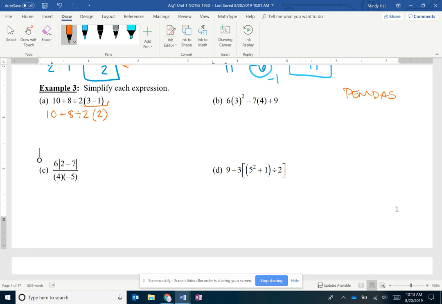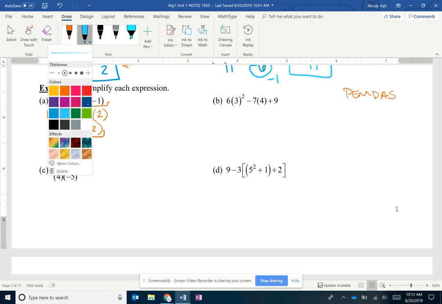Then I look for exponents. I don't have any. Multiplication I do have, but it's multiplication or division from left to right. So I have to do this division first. So 8 divided by 2 gives me 4. And then we do multiplication. So we have 10 plus 8, which gives us 18.